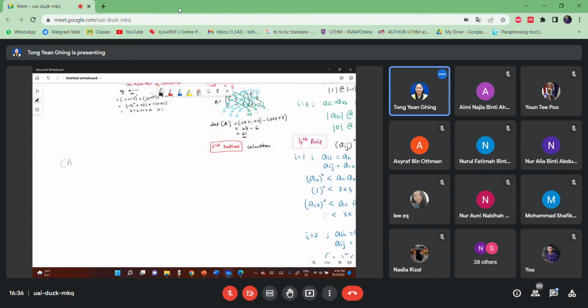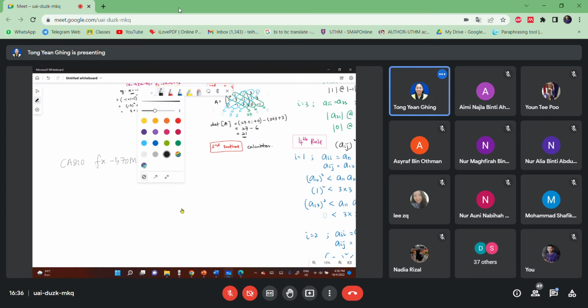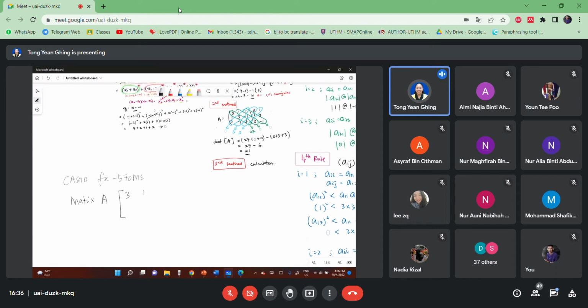Casio FX-570MS. Okay, saya besarkan sikit, tebalkan sikit. Okay, so the first thing you have to do is insert this matrix A. So you have to key in this matrix. The matrix A is 3, 1, 0, 1, 3, -1, 0, -1, 3. This one is matrix A, right?